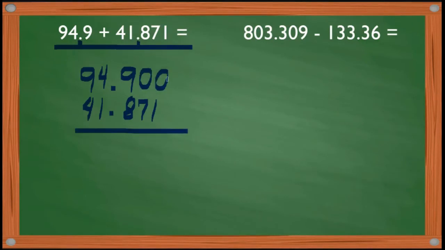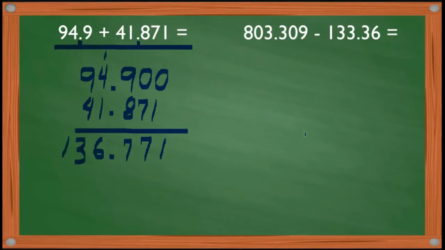And then just add. 0 plus 7 is 7, and then 9 plus 8 is 7. And then put the decimal point. 1, 4, 1 is 6. And then 9 plus 4 is 13.